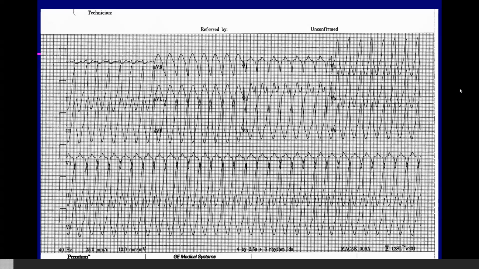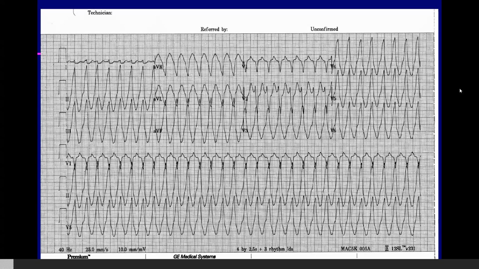Is it a typical left bundle? So just apply the morphology criteria. You said this is left bundle branch morphology, right? Right, it is. Is it a typical left bundle? Not really. It is not. Good. So it's not a typical left bundle.